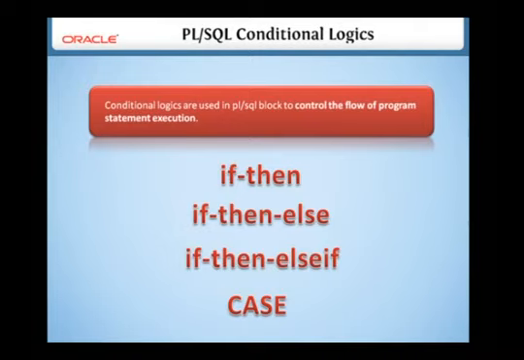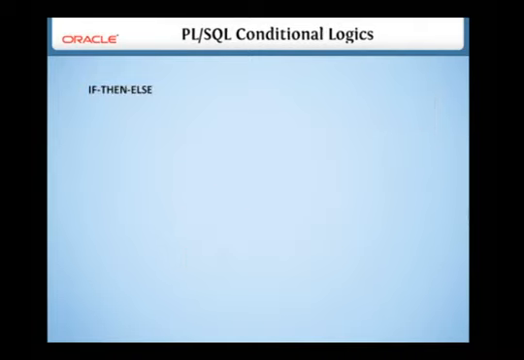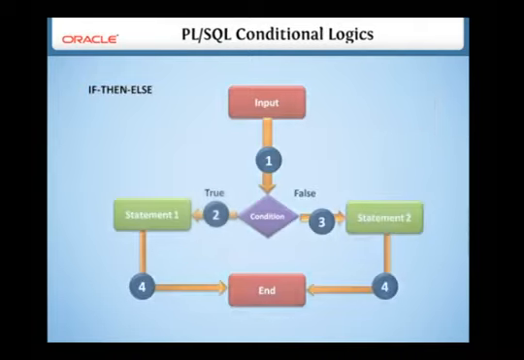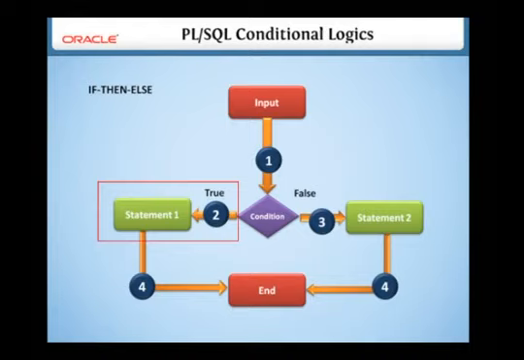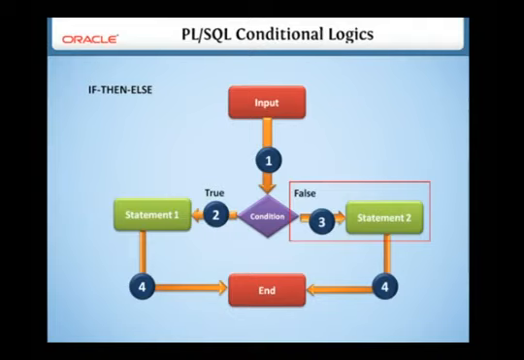First, we will see the structure for an if-then-else statement. Have a look at this image. The syntax will check the condition first. If that condition is true, then it will execute the statement 1. If the first condition is false, it will execute the statement 2.